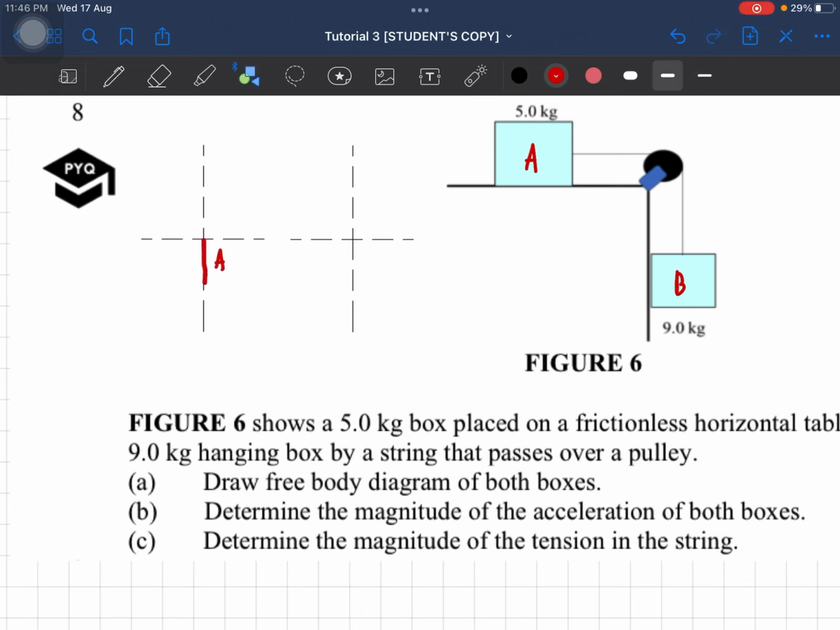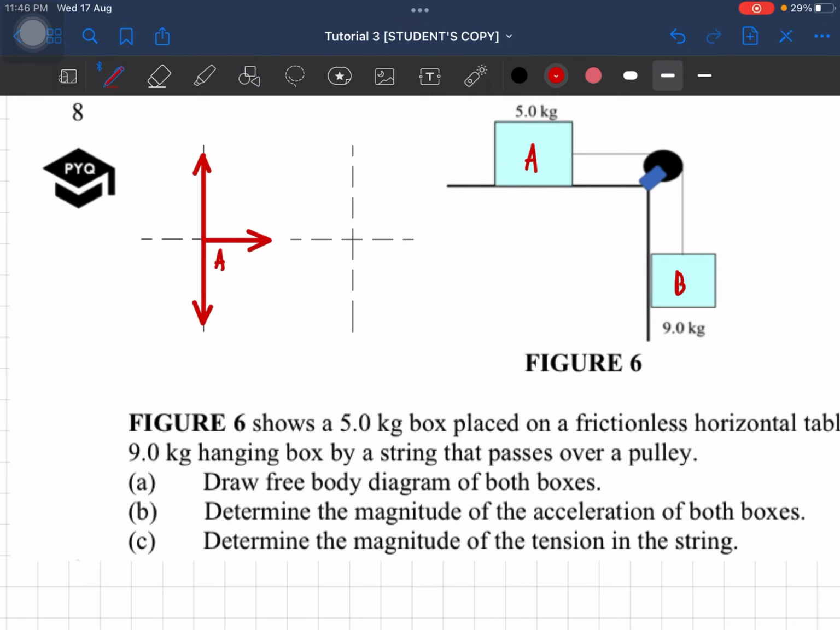First, they always have weight, unless it says negligible mass. If it says negligible, you don't need to consider the weight. But usually there is weight. Right? Next, there is tension. Tension is going away from the block, away from the object. And then this is in contact with the surface, so it will have a reaction force.